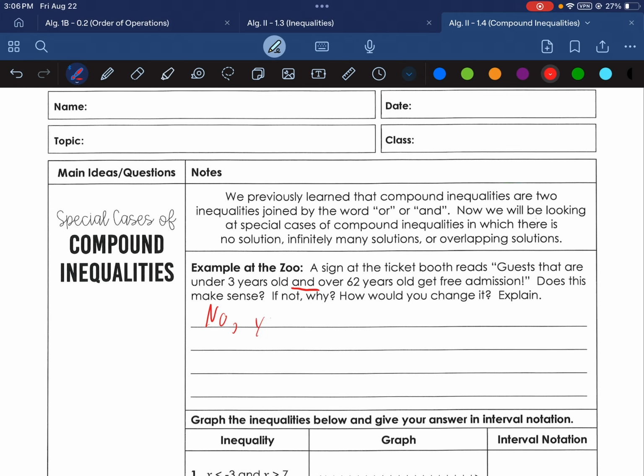So I'm going to write no, that doesn't make sense. And why, I'm going to put you can't be under 3, and I'm putting in all caps to emphasize, OVER 62 years old at the same time.